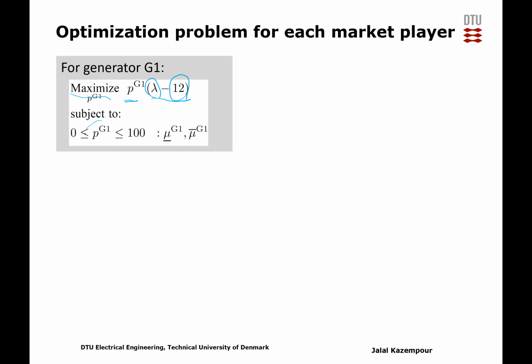And we know that we have a technical constraint. The production level should be equal to or greater than 0, but lower than or equal to 100. And we have two constraints, upper and lower. So this is a dual variable for the lower constraint, or lower bound, and this is a dual variable corresponding to the upper bound. Any question?